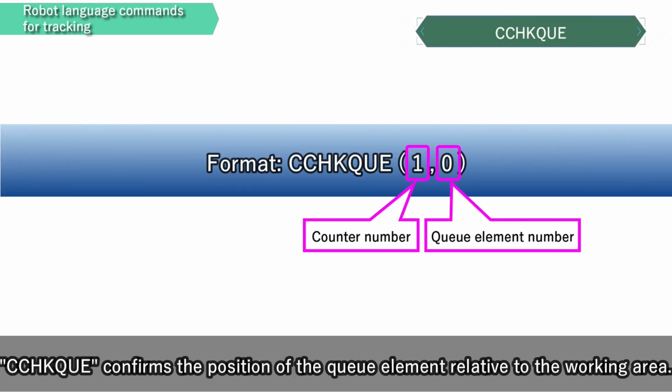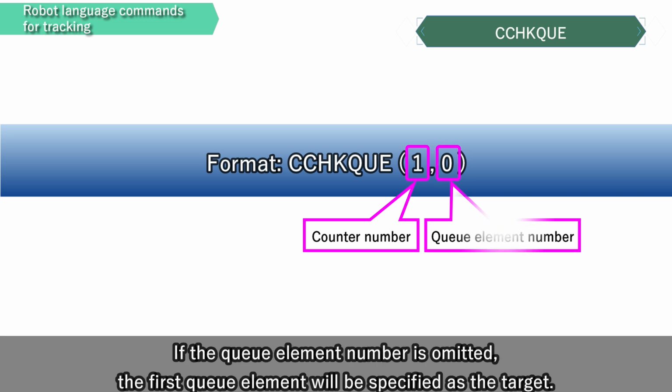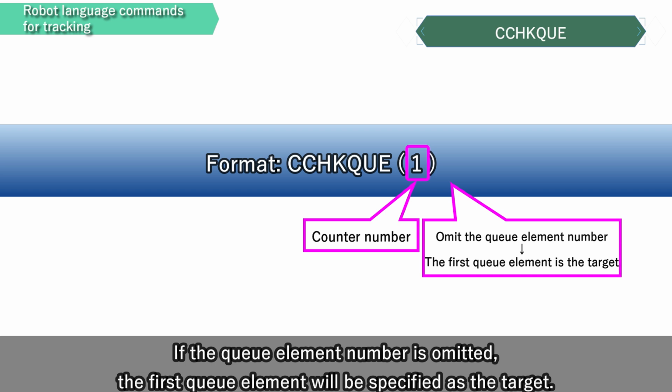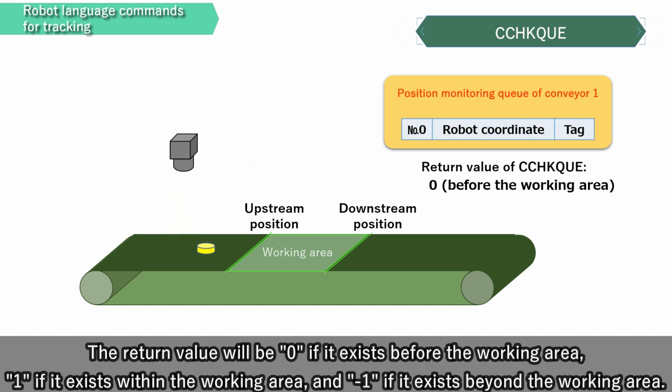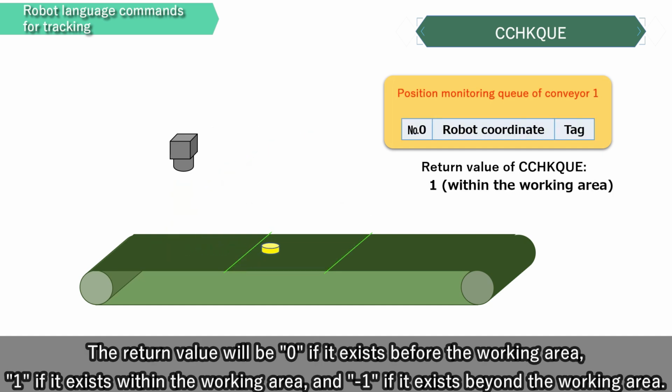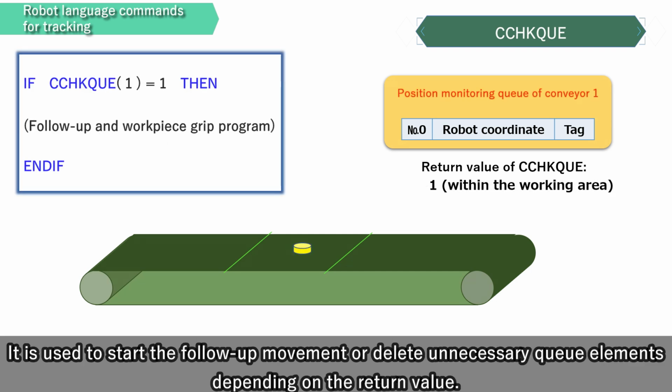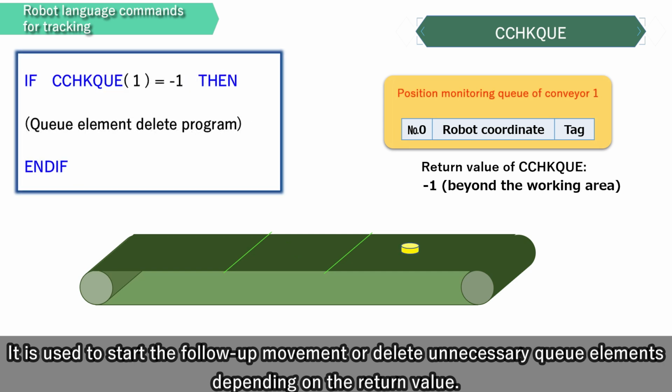CCHKQUE confirms the position of the queue element relative to the working area. If the queue element number is omitted, the first queue element will be specified as a target. The return value differs depending on the target queue element position. The return value will be 0 if it exists before the working area, 1 if it exists within the working area, and -1 if it exists beyond the working area. It is used to start the follow-up movement or delete unnecessary queue elements depending on the return value.